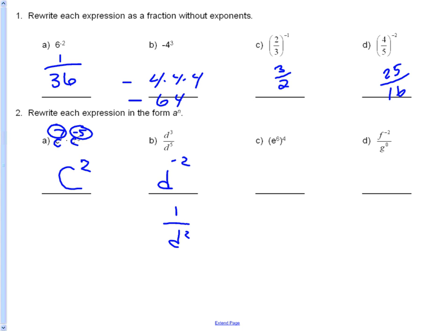Okay, this one's really simple. What is it? e to the 24. You'll learn a lot about e as more than just a variable next year. It's kind of a cool concept.